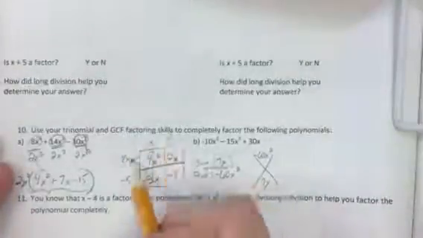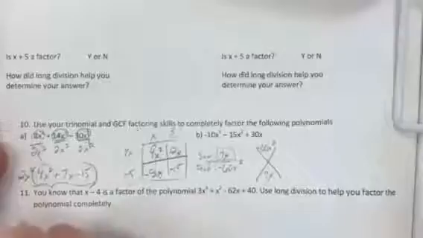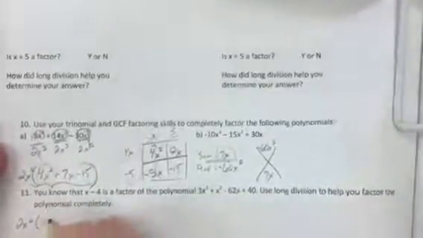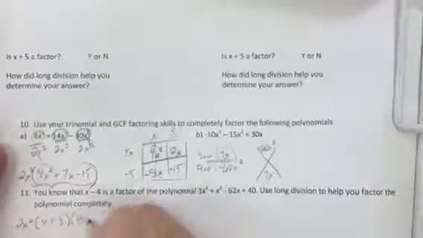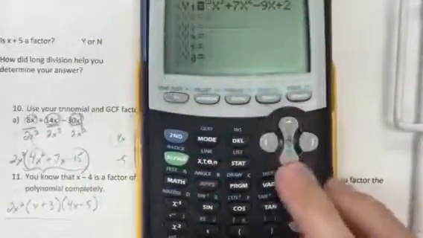And now I can write it in completely factored form. I still need to write all the factors. That includes 2x squared, and then x plus 3, and then 4x minus 5. So these are all of my factors. Again, you can check your work using your graphing calculator.